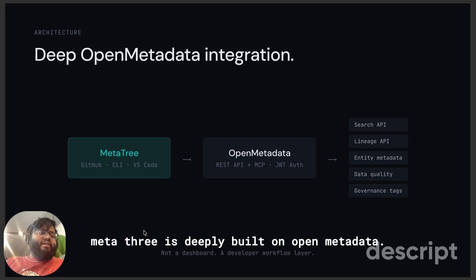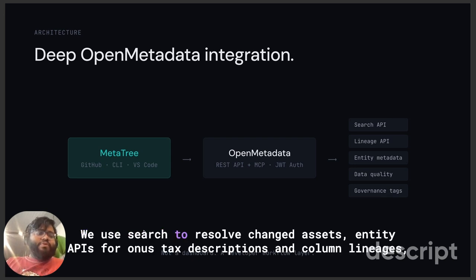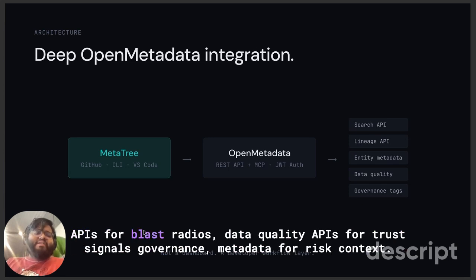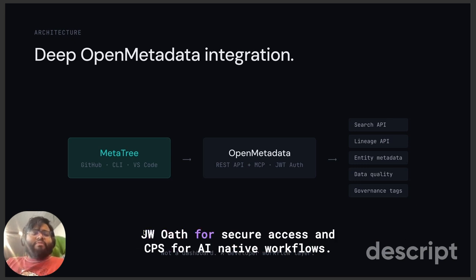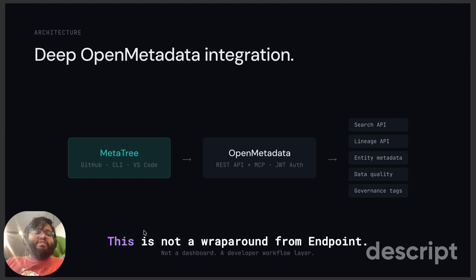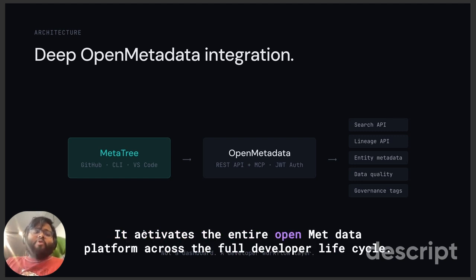MetaTree is deeply built on open metadata. We use search to resolve changed assets, entity APIs for owners, tags and descriptions, column lineage APIs for blast radius, data quality APIs for trust signals, governance metadata for risk context, JWT auth for secure access, and MCP for AI-native workflows. This is not a wrapper around one endpoint. It activates the entire open metadata platform across the full developer lifecycle.